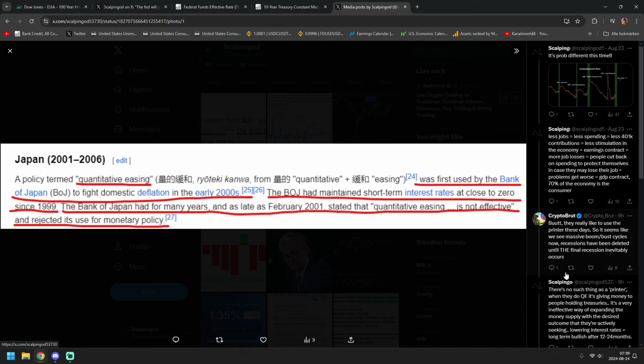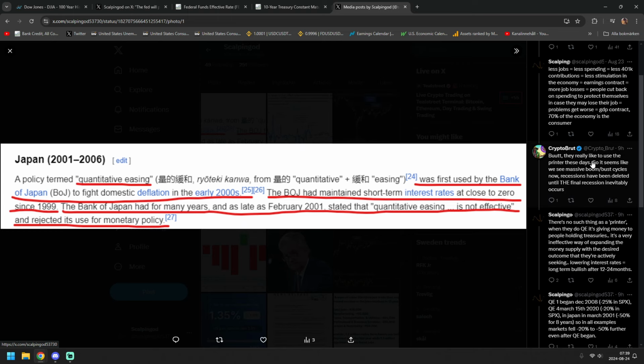I also wrote something here. Less jobs equals less spending equals less 401k contributions, which is less liquidity going towards buying assets. Less stimulation in the economy equals earnings contract, more job losses, which leads to people cutting back on spending to protect themselves in case they lose their job. Equals problems get worse, equals GDP contracts. 70% of the economy is the consumer.